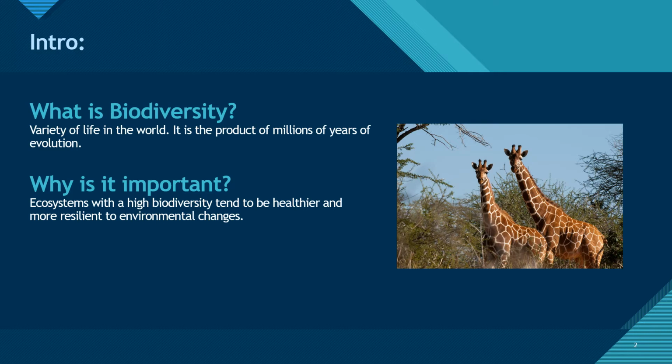So why is this important? Well, ecosystems with a high biodiversity tend to be healthier and more resilient to environmental changes than those that don't have a high biodiversity. So ecosystems with a high variation of species will tend to be more healthy.